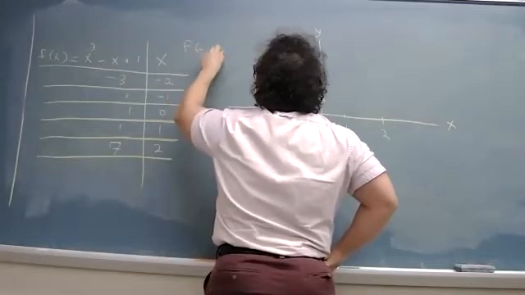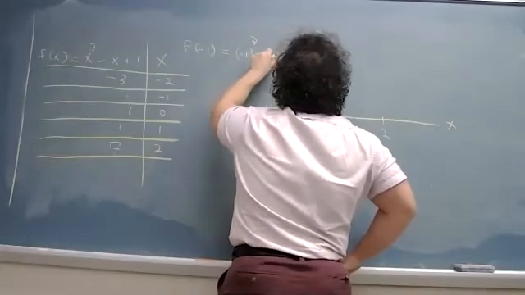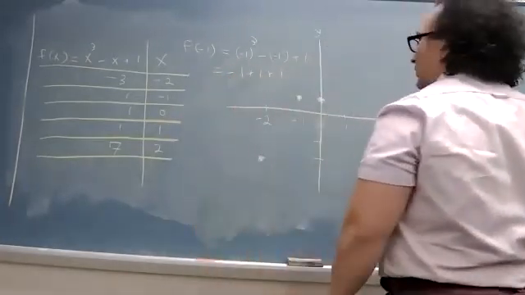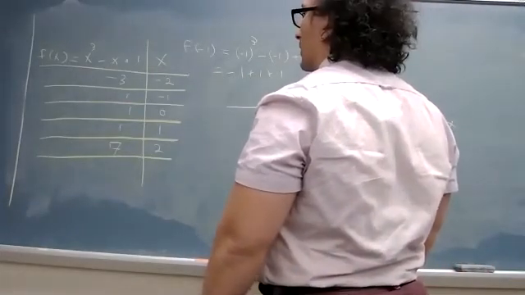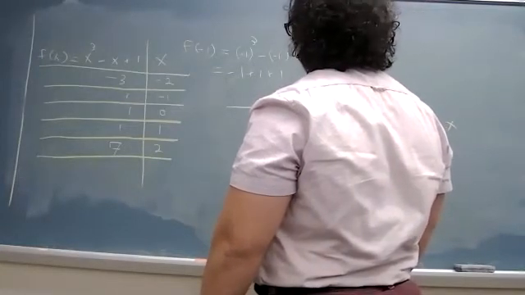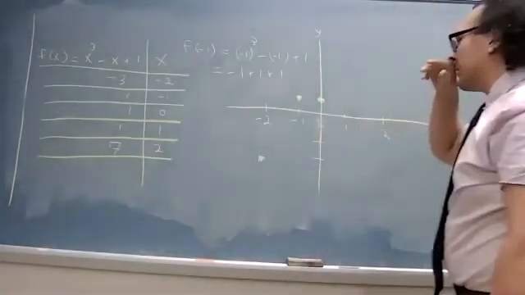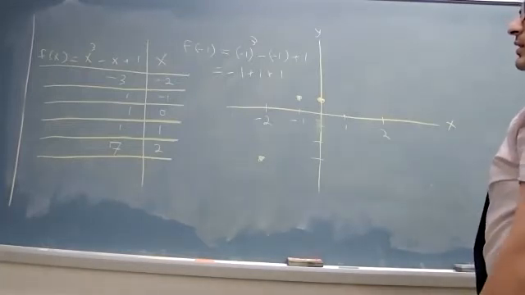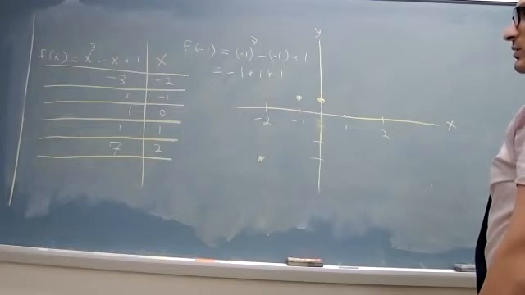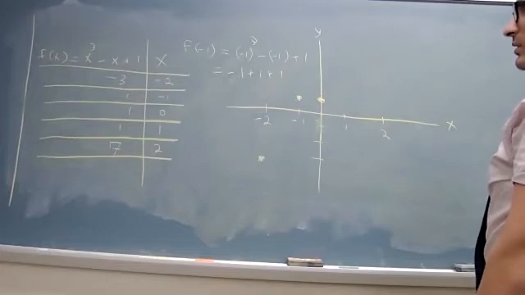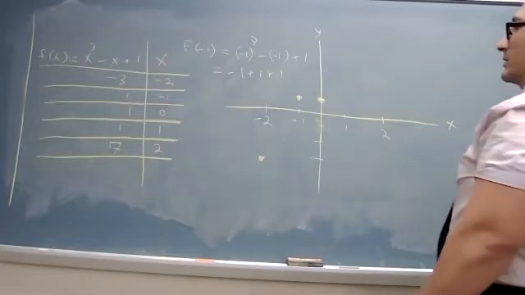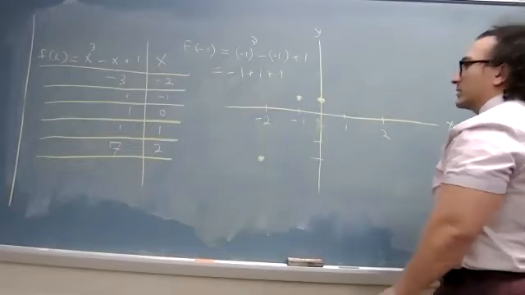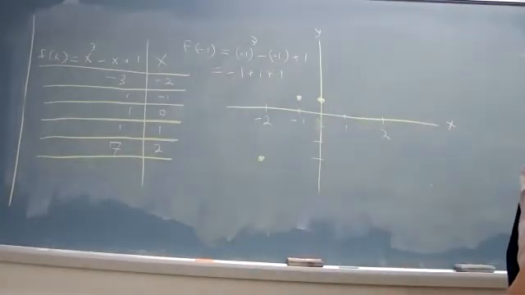F of -1 is equal to -1 cubed minus -1 plus 1. This is -1 plus 1 plus 1, which is still 1. That's weird. So the f of 0 is indeed 1. F of -1 is indeed 1 as well. Sanity check here. That's very odd. And to make things worse, f of 1 is 1. Oh my, I picked a really bad function here.